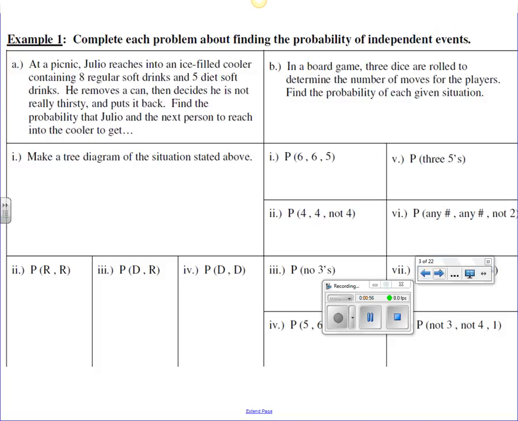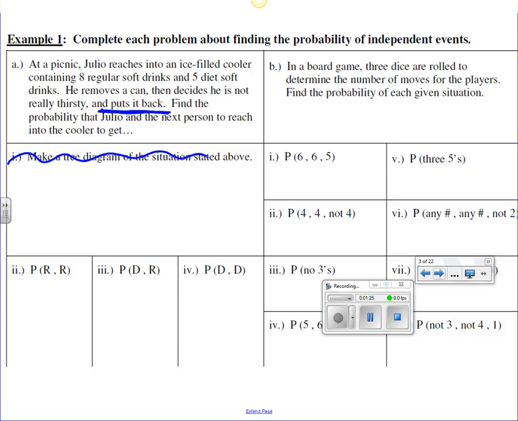Okay, so at a picnic, Julio reaches into an ice-filled cooler containing 8 regular soft drinks and 5 diet soft drinks. He removes the can, then decides he is not really thirsty and puts it back. Find the probability that Julio and the next person to reach into the cooler get. So this is what's important right here. He puts it back. Underline that for me. He puts it back. Okay? So he picks a can and then he puts it back before the next person goes.